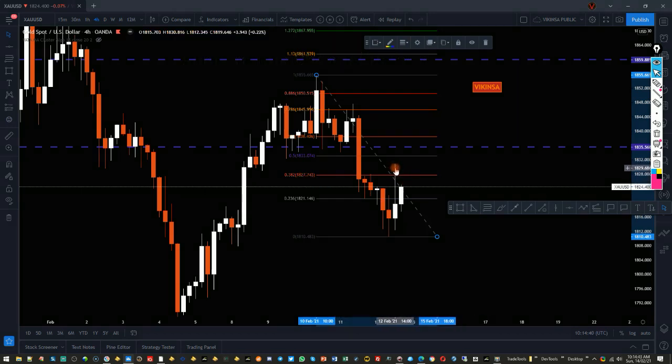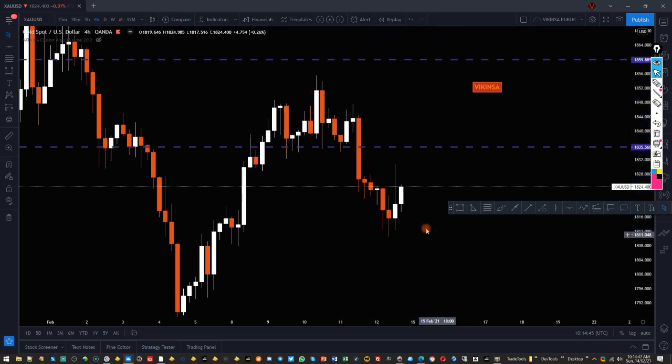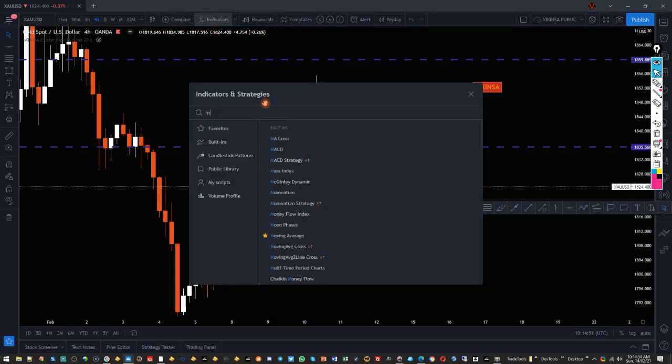Water showed 1829, it hit that and it started to fall down. And if you're doing it right, then you will also notice that everything lines up automatically, right? So let me actually bring in another indicator here which you might have seen before, and that's moving average.